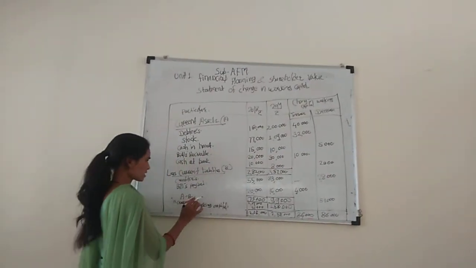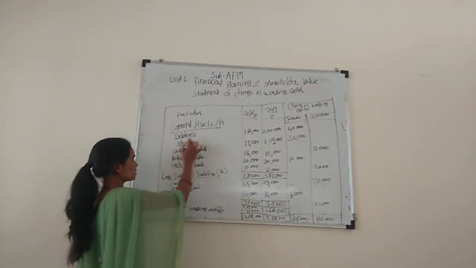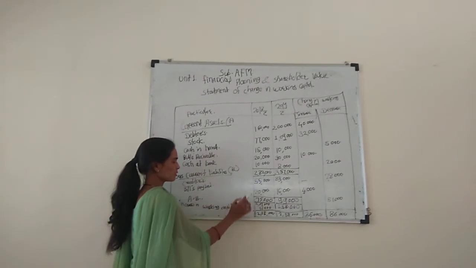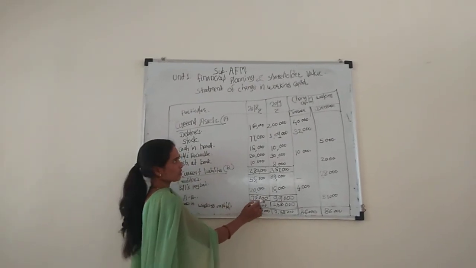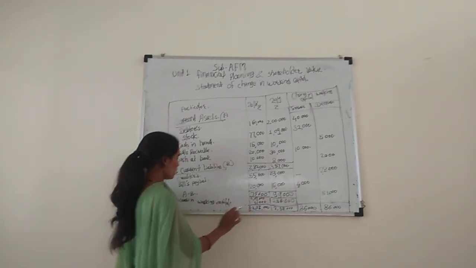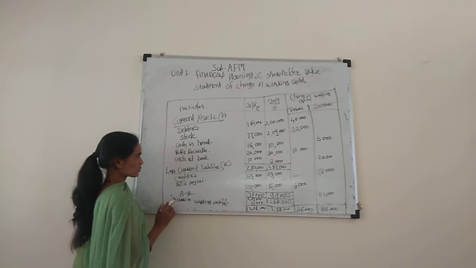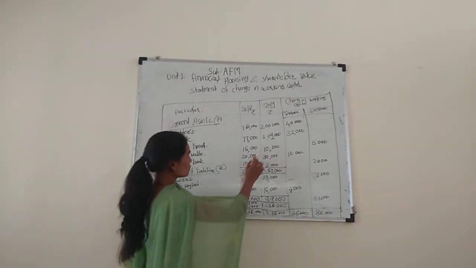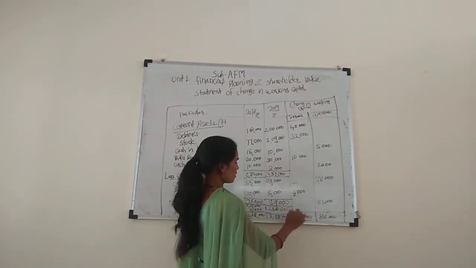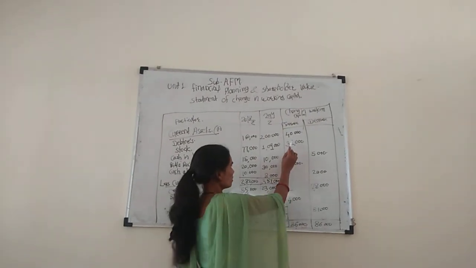And next step is A minus B. A minus B means current asset minus current liability. A minus B in 2018 is 2,07,000 and in 2019 2,58,000. And the last one is to show the change in working capital: increase column 86,000 total.